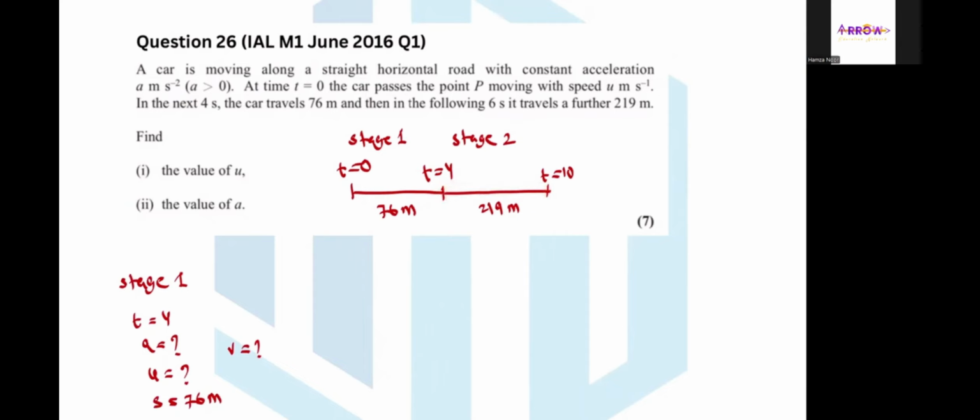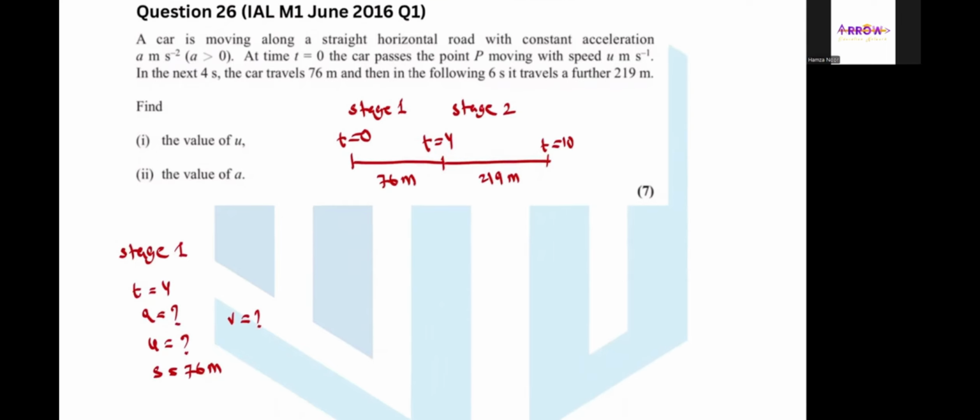Make sense or not? So first I'm going to use the equation v equals u plus at, so that I would be able to obtain an expression for the final velocity in terms of the initial velocity.